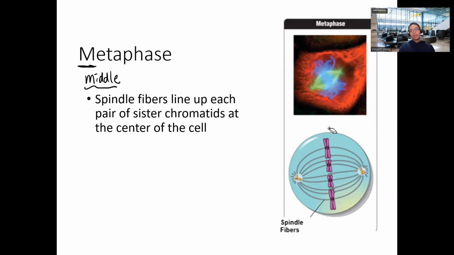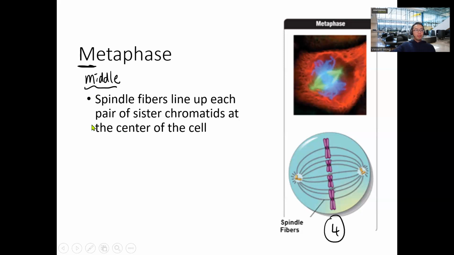Now, there are only 4 chromosomes here to show for simplicity, right? In humans, we would have a total of 46 of these lined up in the middle. It would be too busy to draw all 46. So there's just 4 here.